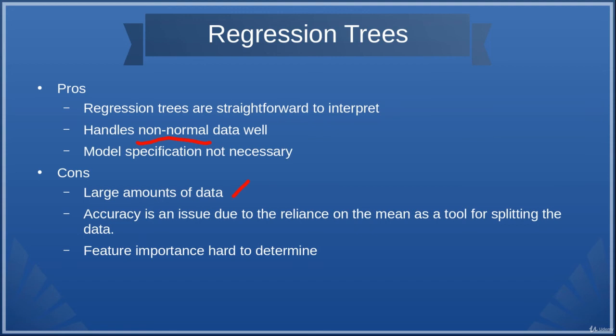And lastly, it's hard to determine feature importance. This might be related to the second bullet right here because there's a problem in terms of using the mean as a tool for splitting the data. And so when you're just using the mean, it's hard to figure out which feature, the word feature is another word for variable, which ones are important, which ones are not important. Now, this feature importance becomes very, very important, no pun intended, when we get to random forest in a future unit.